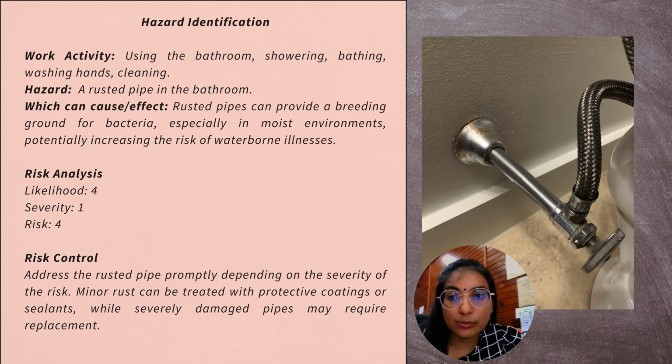Okay, the next hazard will be a rusted pipe in the bathroom. A rusted pipe can provide a breeding ground for bacteria, especially in a moist environment, potentially increasing the risk of waterborne illness. Risk will be likelihood 4, severity 1, the total risk will be 4. To control this, address the rusted pipe promptly depending on the severity of the risk. Minor rust can be treated with protective coating or sealants, while a severely damaged pipe may require replacement.